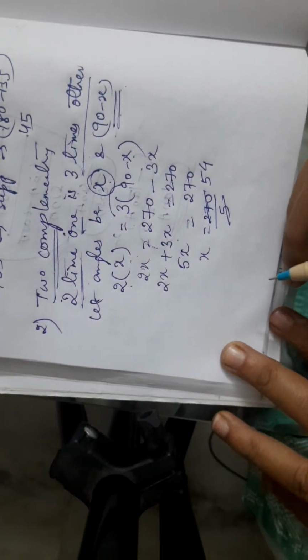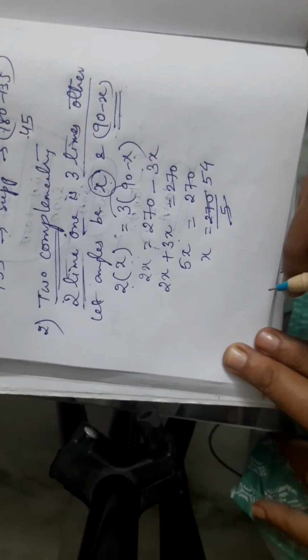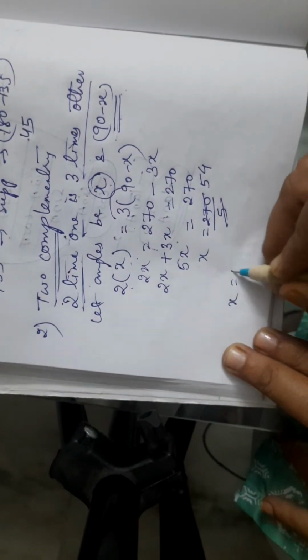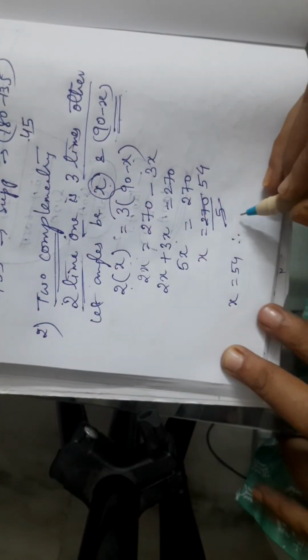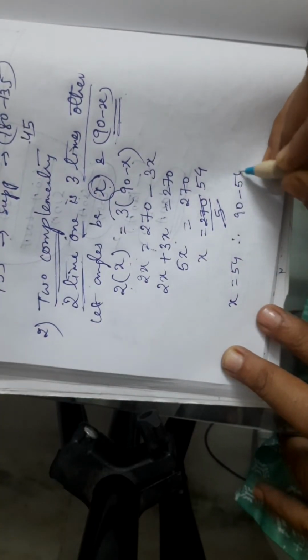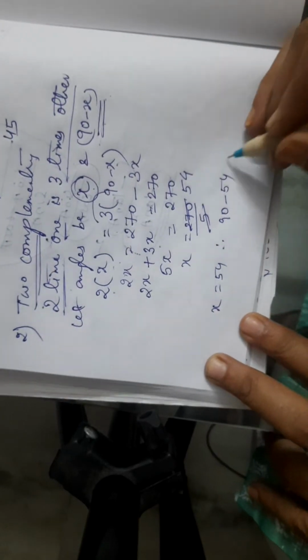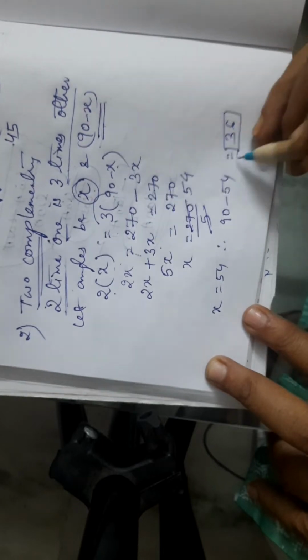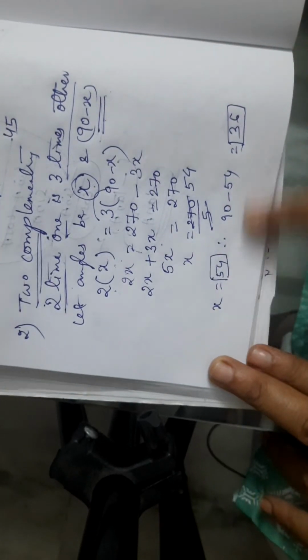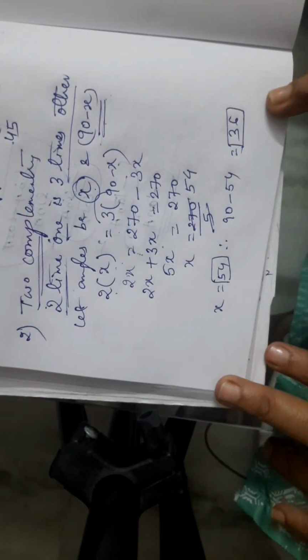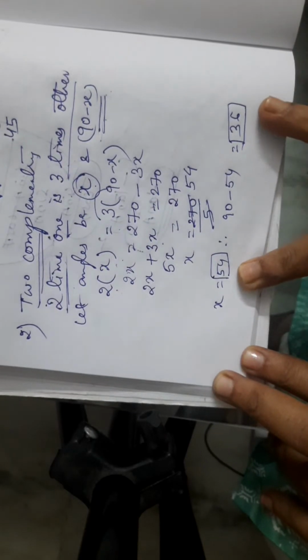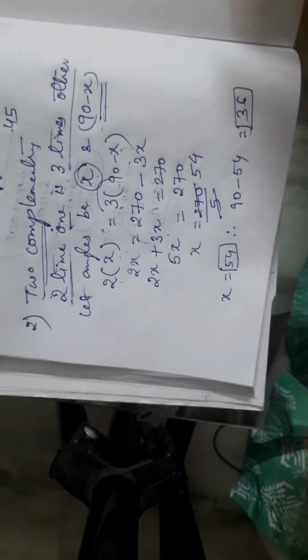5 5s are 25, 5 4s are 20. So the complementary angle is 54. Now we got one as 54. Therefore the second angle will be 90 minus 54, which is 36. As these are MCQs, we are going to choose the answer belonging to the given set of solutions. So either it can be 54 or 36. Now let's move to the next question.